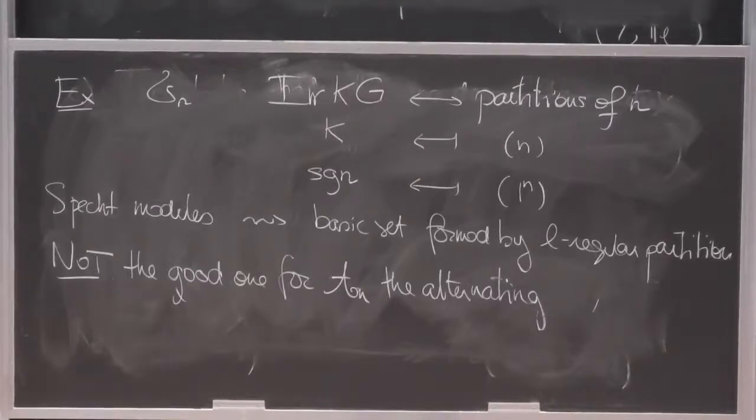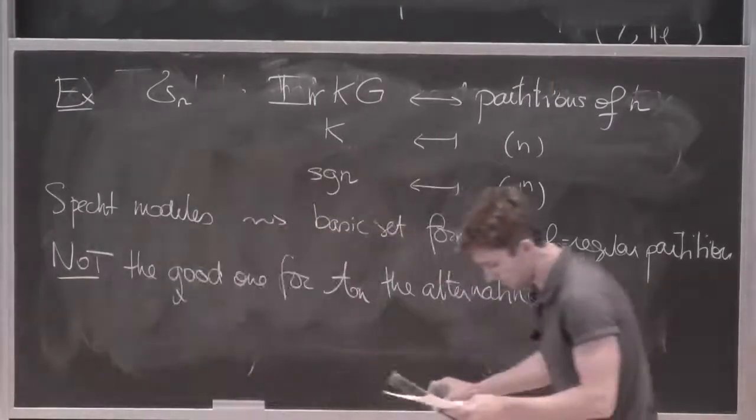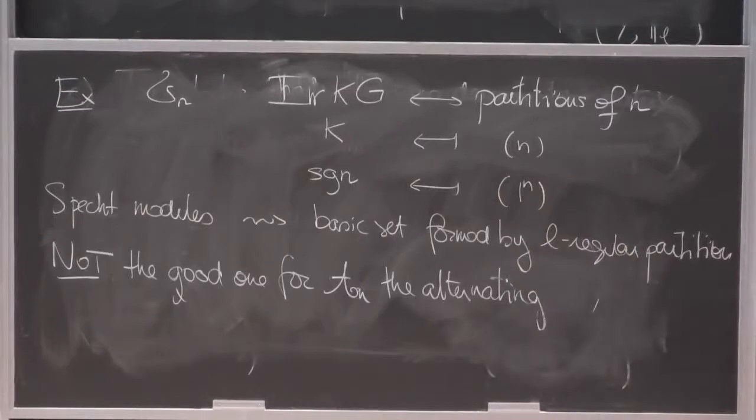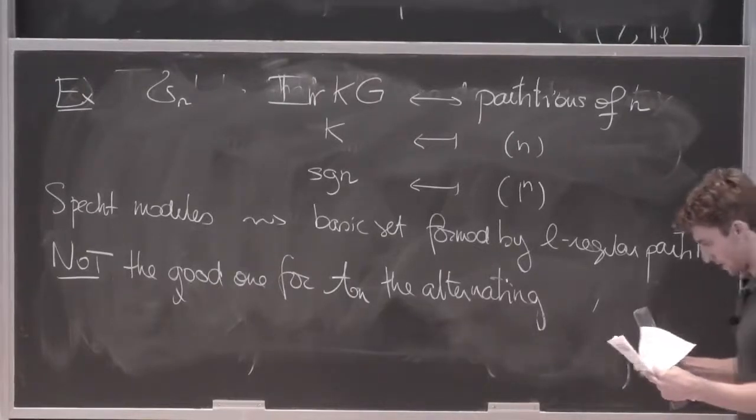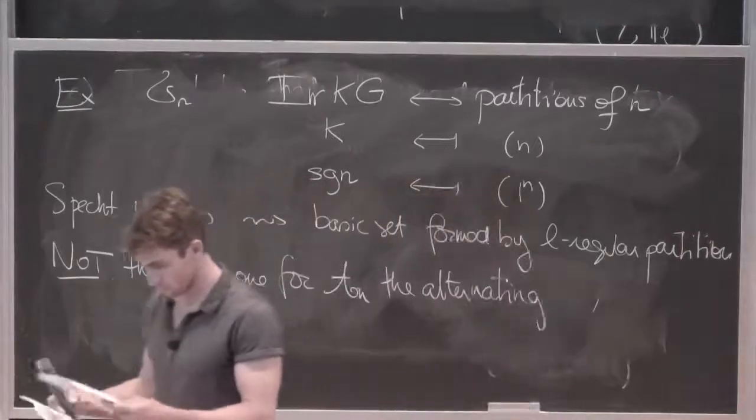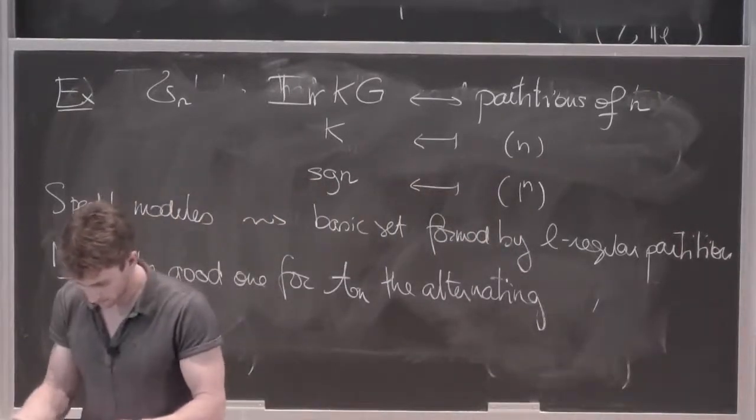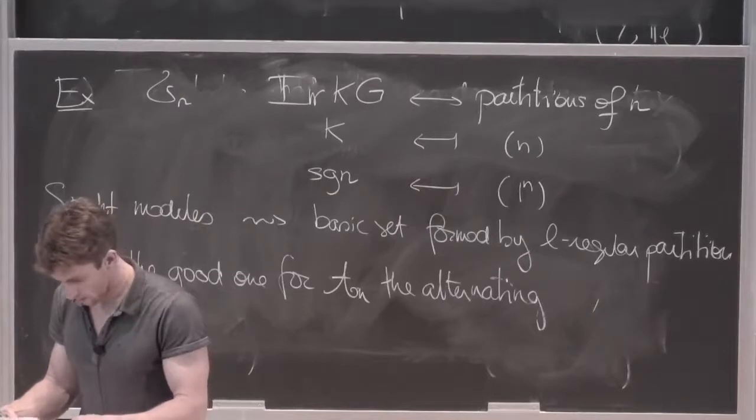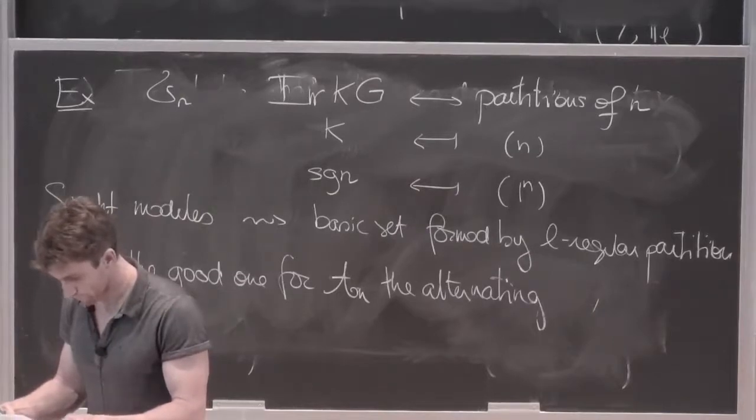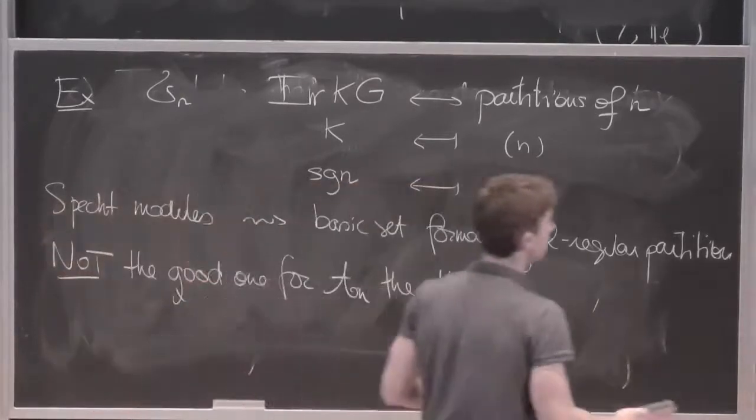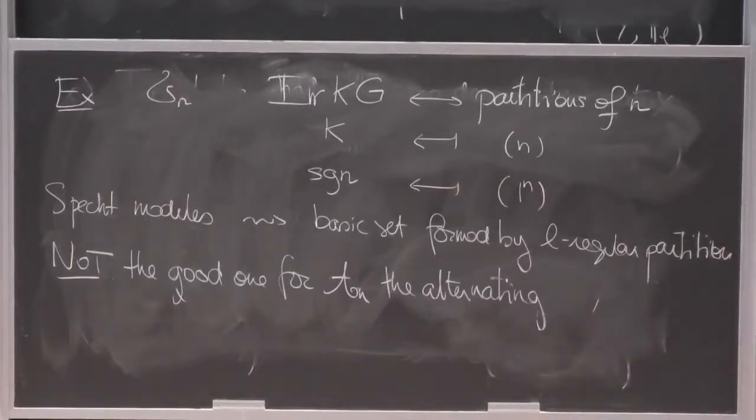But for groups of Lie type, I will try to convince you that there is one which is probably better than the others, as long as the characteristic is not too small. Okay, since I have a bit of time, I will just give you a hint of what will happen in the case of reductive groups.